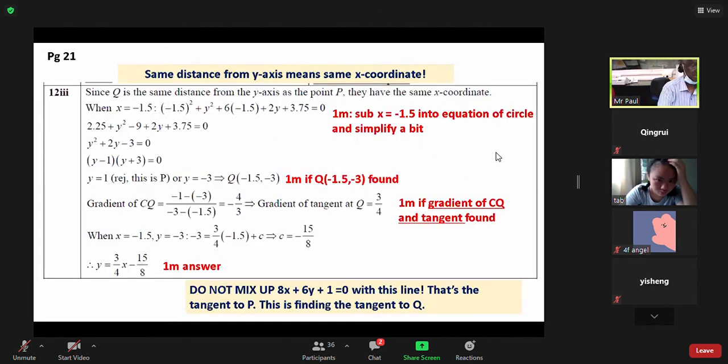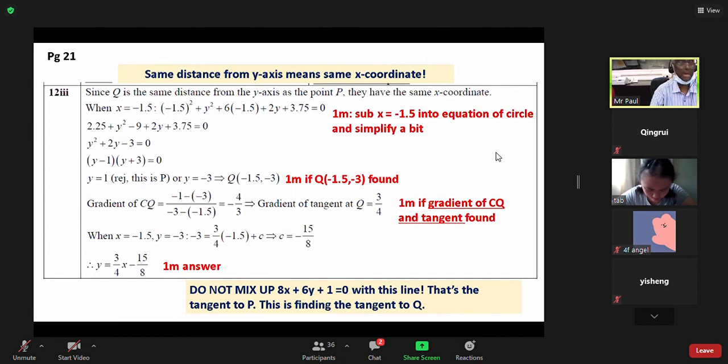Last part, number 12, part 3. They say the point Q, which lies on the circle, is the same distance from the y-axis. Actually, this is an O-level question. They have asked this question before. I suggest for this, you should just draw a rough sketch. Because what happens is, if the distance is the same, then x will be -1.5, not the y value.